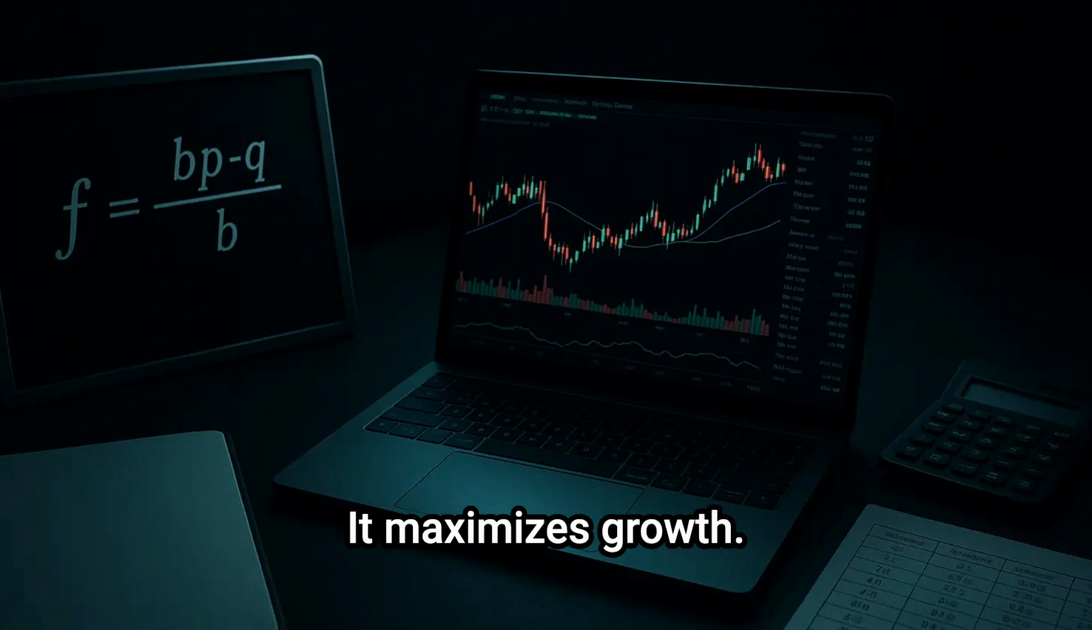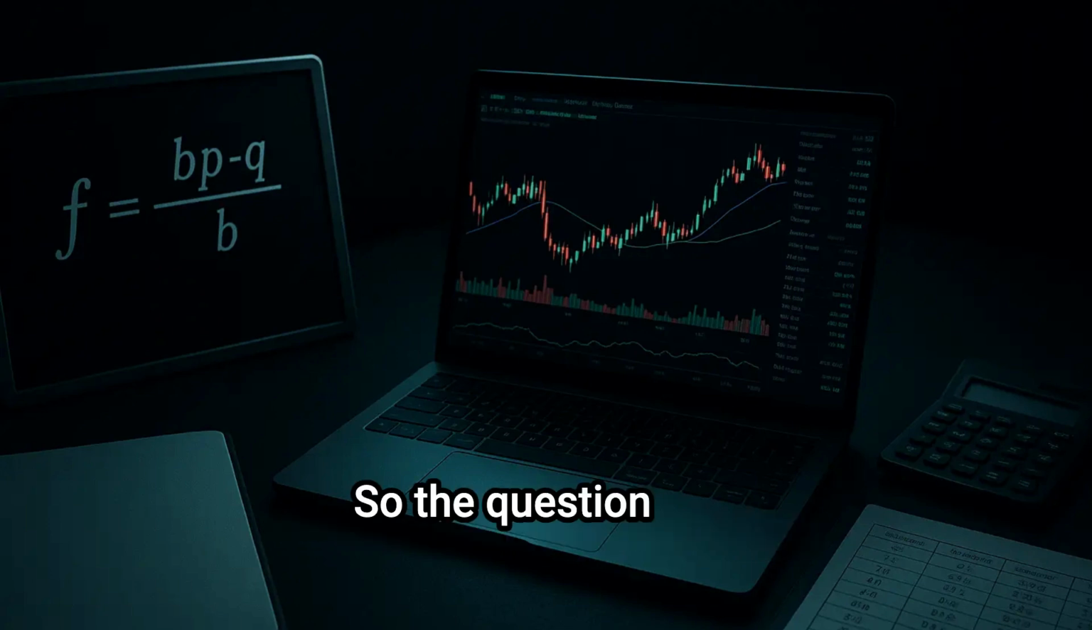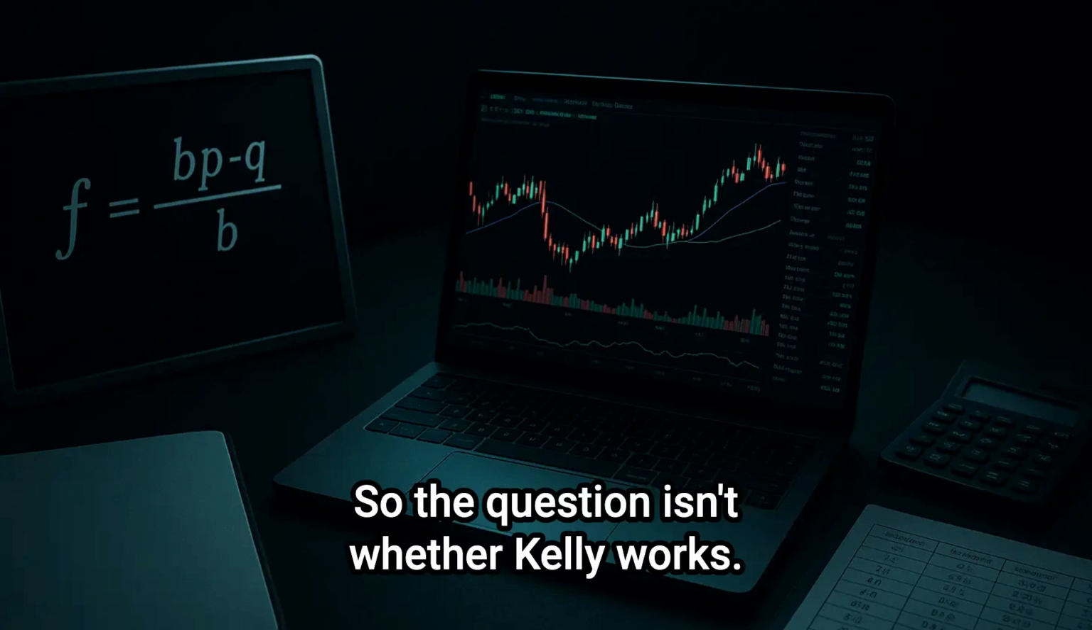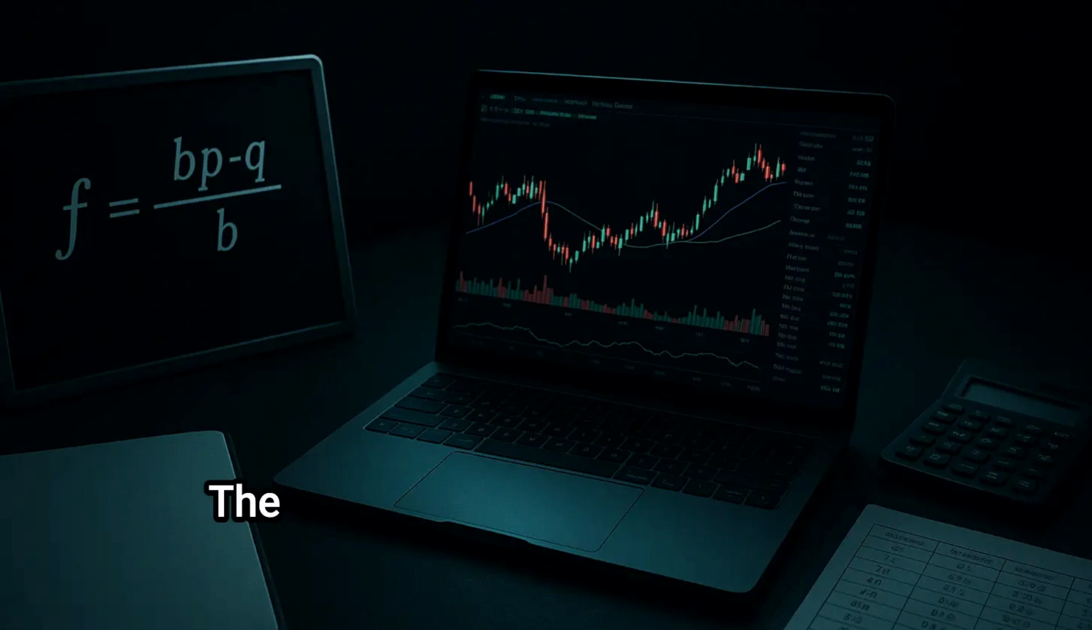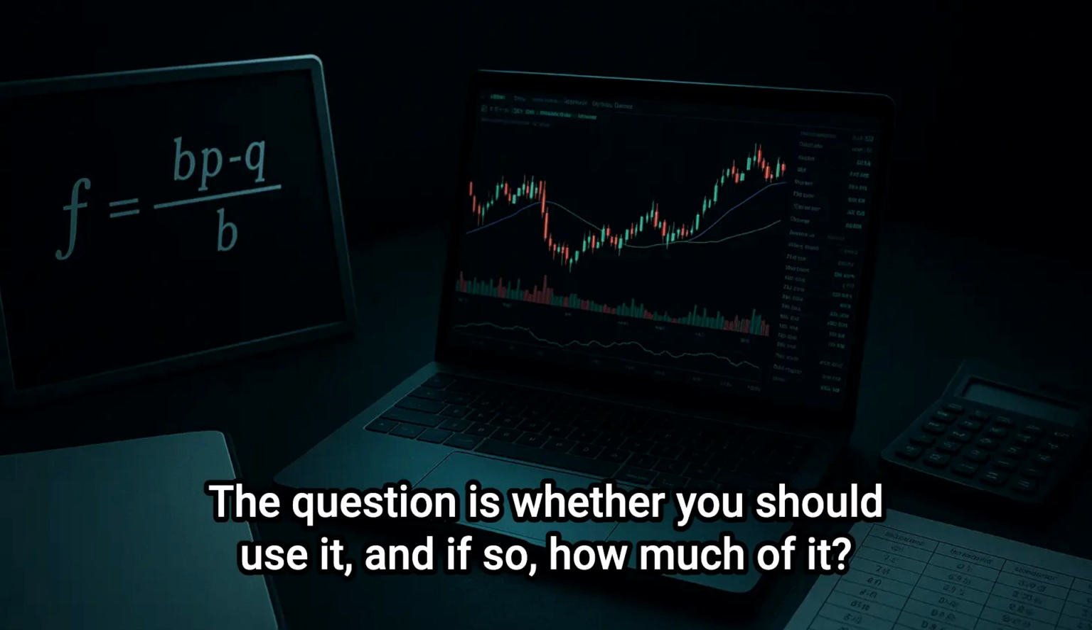It maximizes growth, but it also maximizes volatility. And volatility kills psychology. So the question isn't whether Kelly works. It does. The question is whether you should use it, and if so, how much of it.